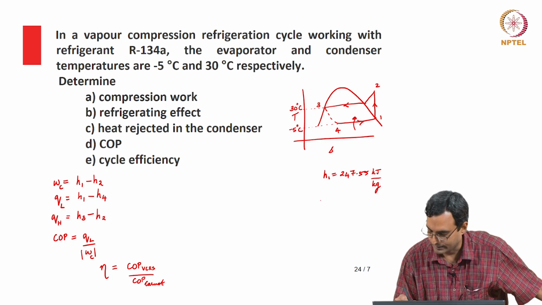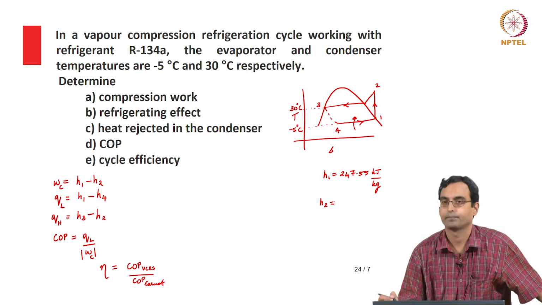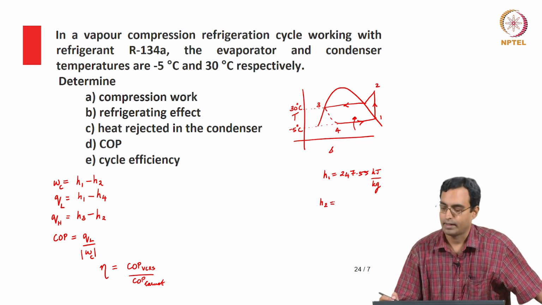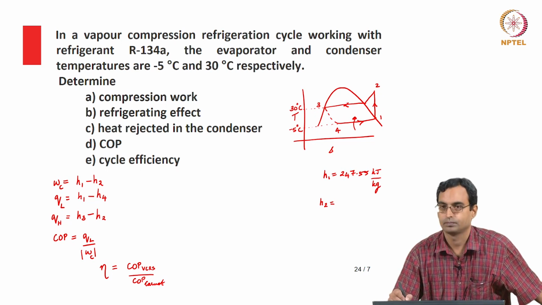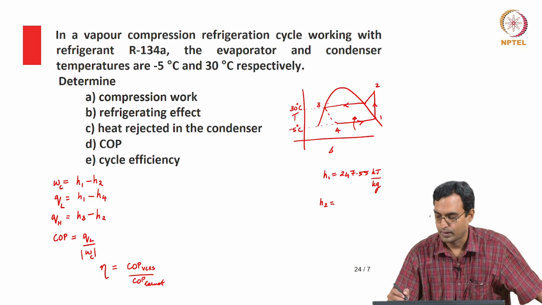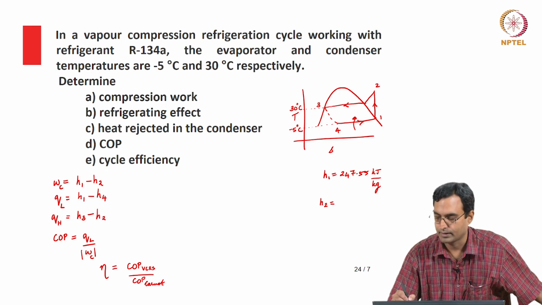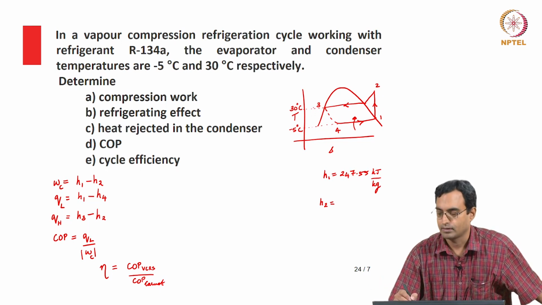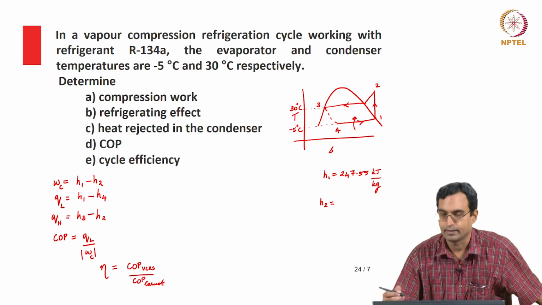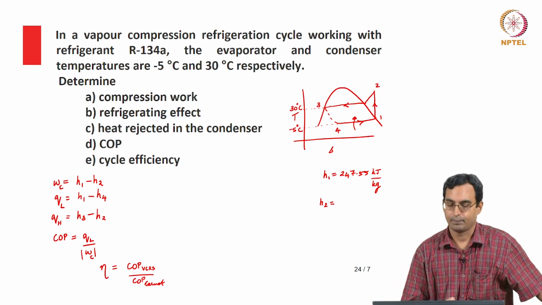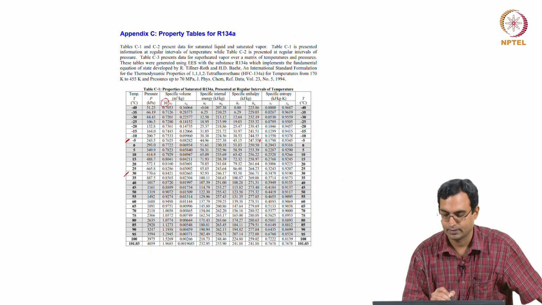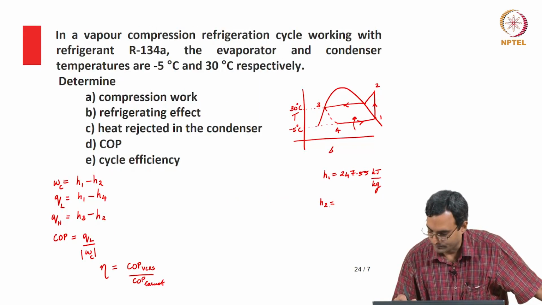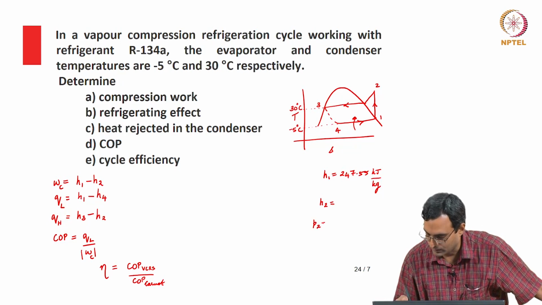I need the enthalpy at 2. What I know at 2 is that the pressure is the same at 3 and at 2. So, what I can see is what is the saturation pressure at point 3. The saturation pressure at 30 degrees centigrade I need to find out from the table. At 30 degrees centigrade, saturation pressure is 770.6 kilopascal. So, P2 equals P3.